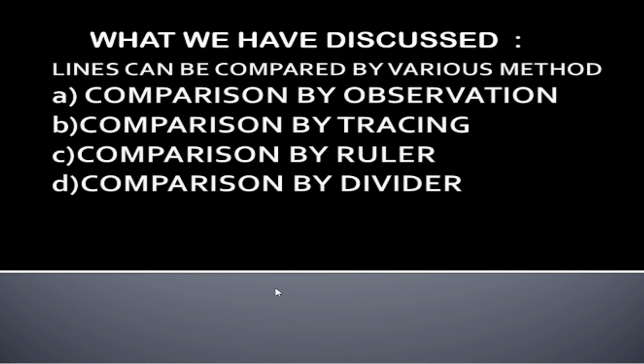So what have we discussed so far? In this session we have discussed that we can compare two line segments by various methods. It can be comparison by observation, or you can compare the two line segments by the tracing method, or you can place the ruler on the line segment and measure the length of the line segments and find out which length is longer, or the last one is comparison by divider.